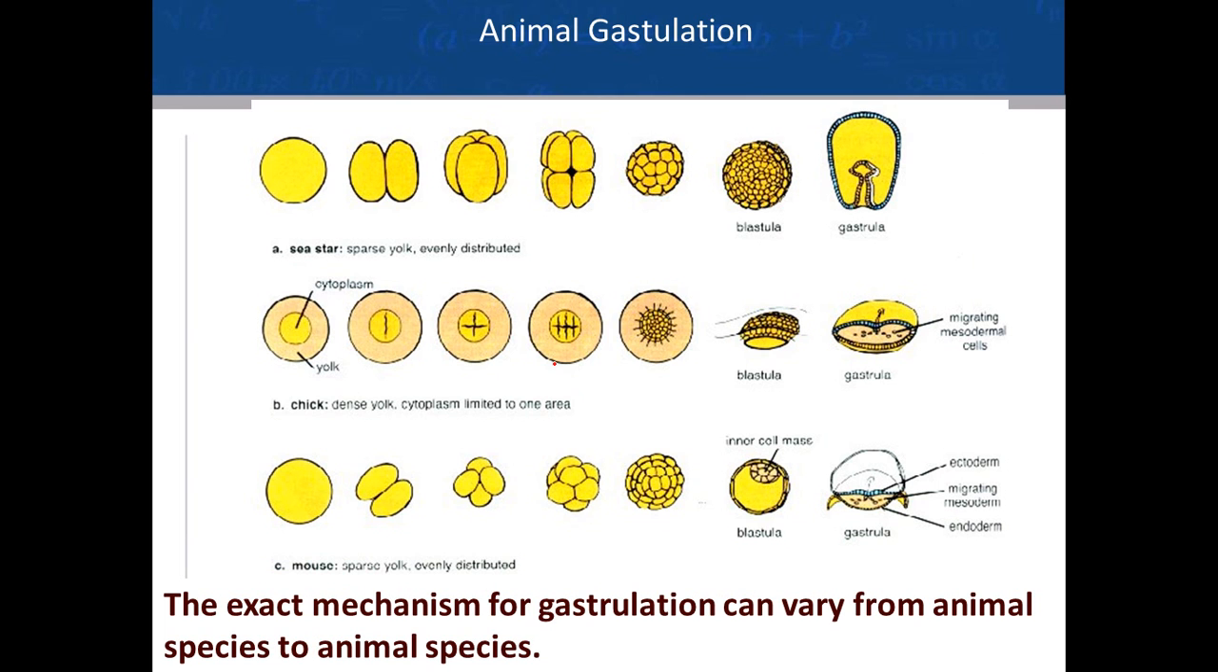So in this example here, you're looking at a starfish, or a sea star. This is a bird, and then down here is gastrulation that occurs in a mouse. And so as I've just mentioned, the exact mechanism for gastrulation and how the cells end up can vary from animal species to animal species.